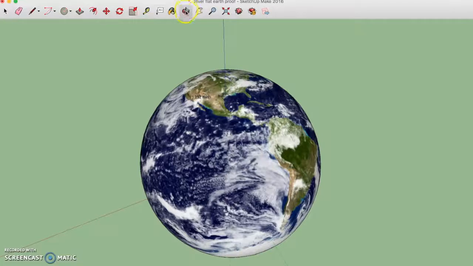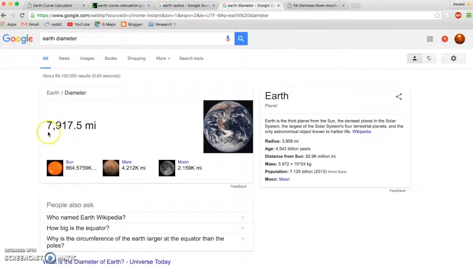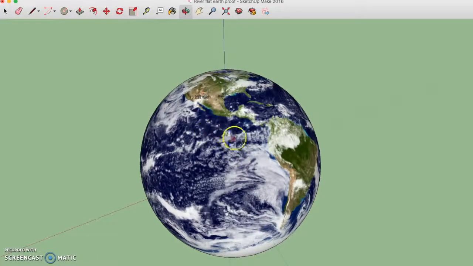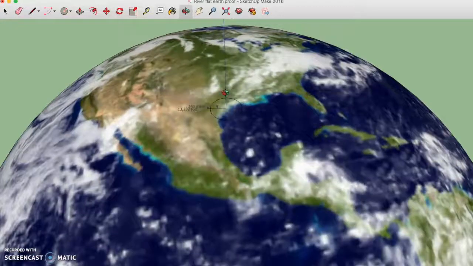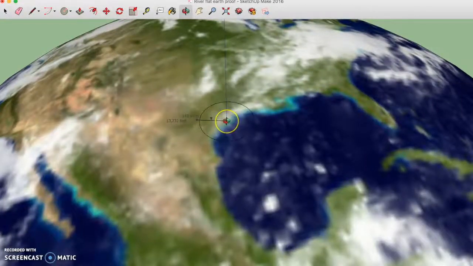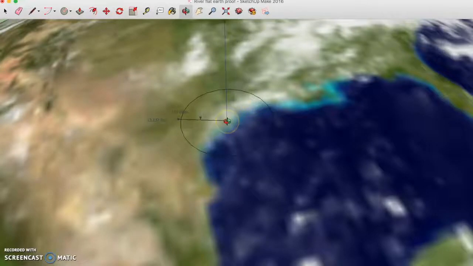So to help you visualize this, I've got a model for us to look at. This model is relatively to scale. To give you an idea, the Earth's diameter, according to Google, is 7,917 miles, and this is scaled so that it's 7,917 feet. So what I've done is just switched miles to feet. And so this is relatively where the Colorado River is entering the Gulf Coast right here.